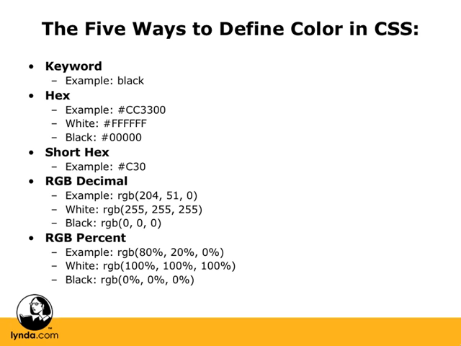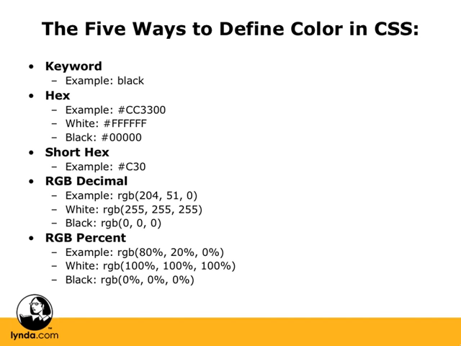In this video, we're going to talk about the 5 ways to define color in CSS. The first one you've already seen, that's keywords, things like black or white, or teal or orange. Just very simple names that describe the color that they're creating. There's a limited list of those, which we'll see in just a moment.